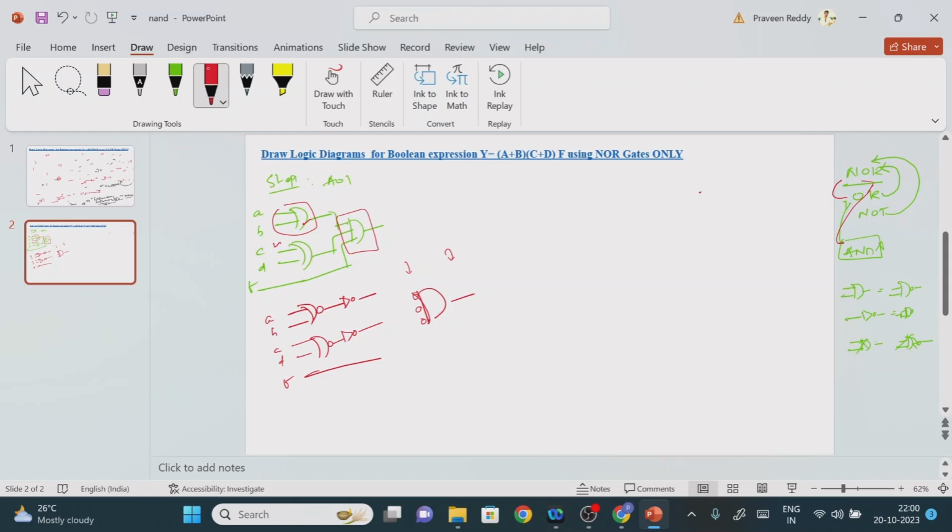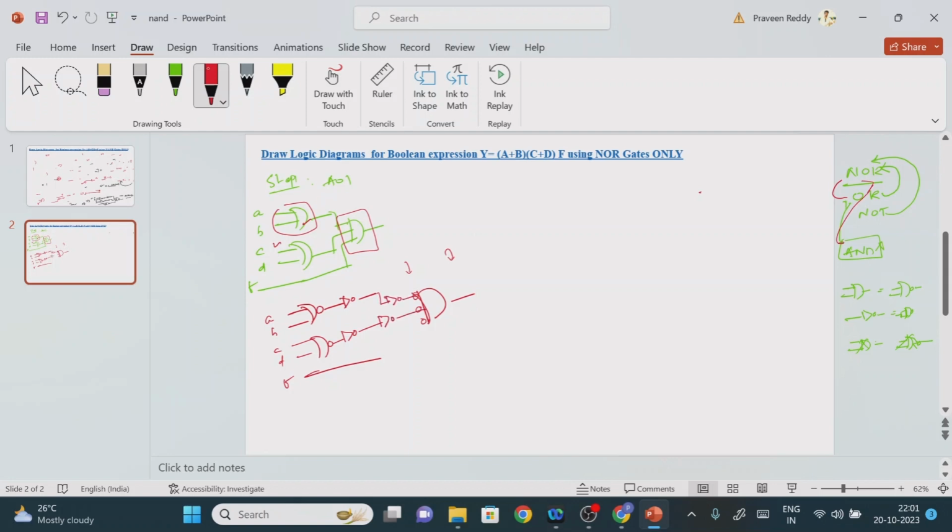See, if you observe here, I kept the bubble at the output side. So the NOT gate is also at the output side. Now the question is, where did we keep the bubble? Input side. Why input side? Because the AND gate is not part of the NOR gate design, right? Now a bubble at the input side means we need to add an extra NOT gate at the input side, right?